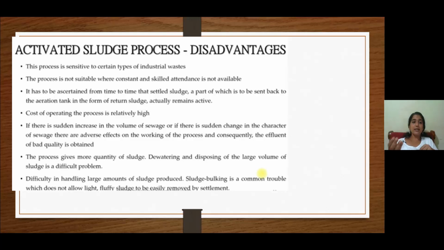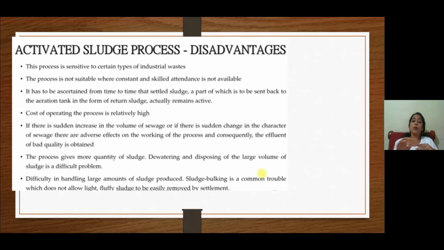It has to be ascertained from time to time that the settled sludge from the secondary clarifier, a part of which has to be sent back to the aeration tank in the form of return sludge, actually remains active. Then the cost of operating the process is relatively high, and if there is a sudden increase in the volume of the sewage, or a sudden change in the character of the sewage, there are adverse effects on the working of the process, and consequently effluent of bad quality is obtained.